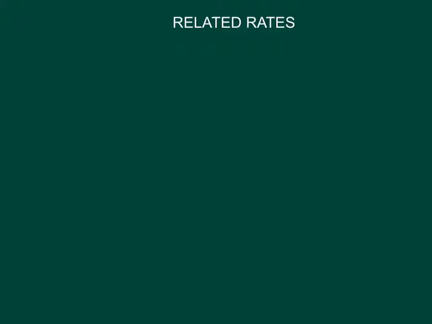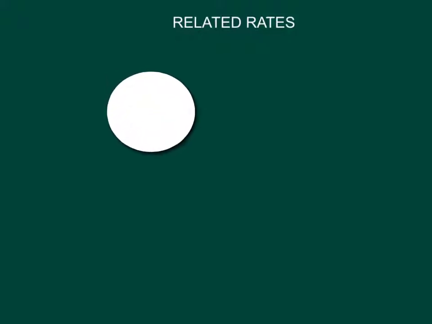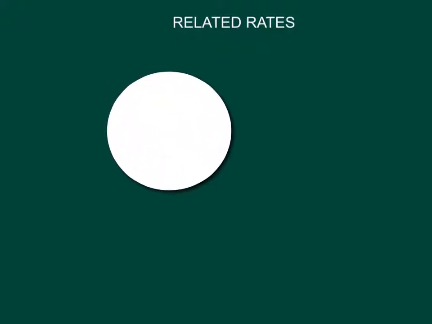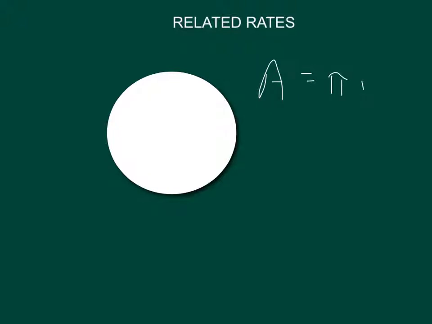For example, let's look at a circle. If I take a circle and I increase the radius, the area of that circle increases as well. The formula is area equals pi r squared. This equation shows the relationship.